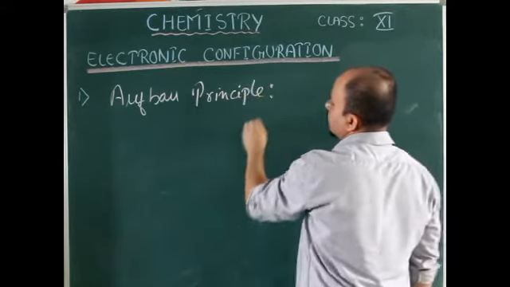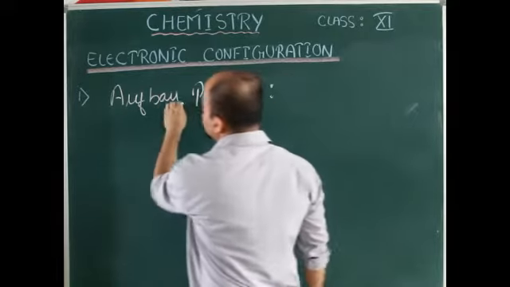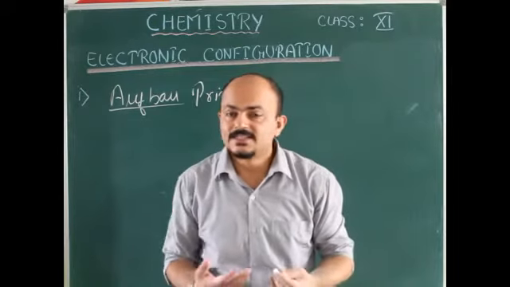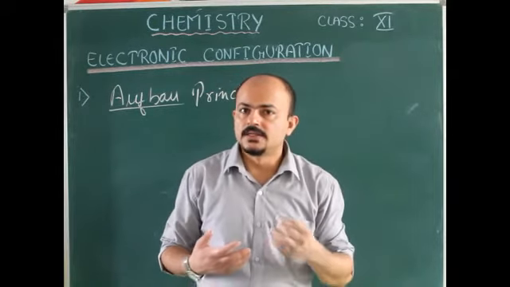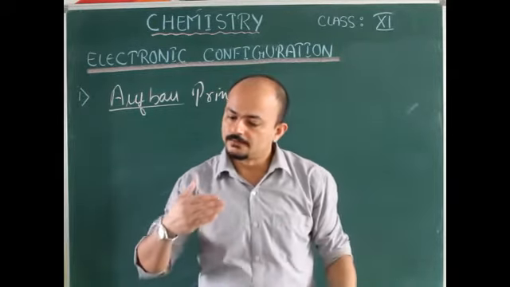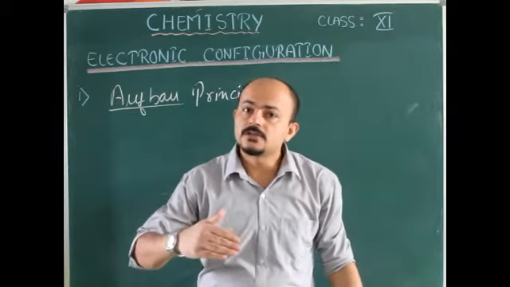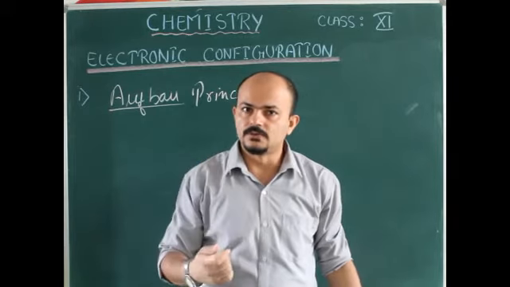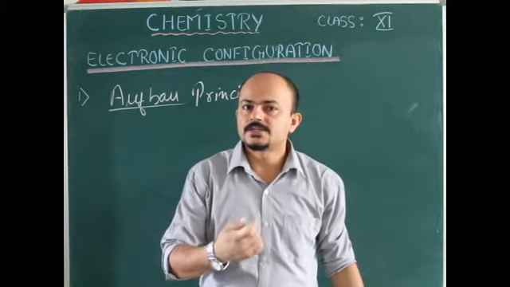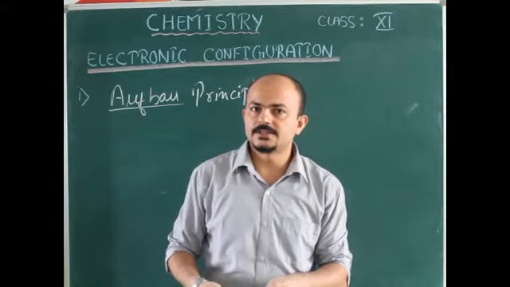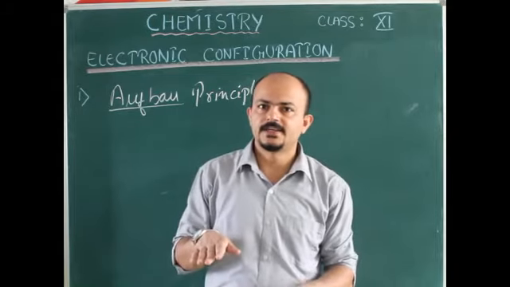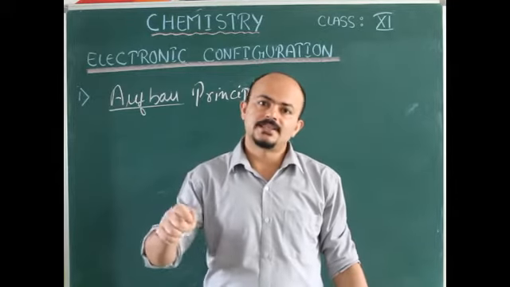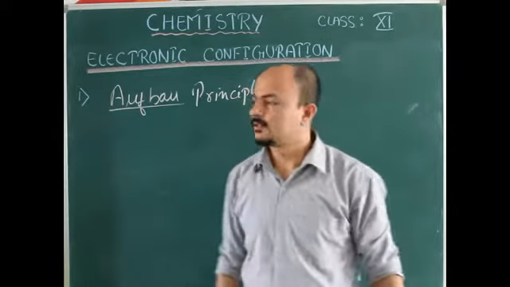This is very simple. The Aufbau principle is very simple. It just tells us that electrons are filled from lower energy orbitals to higher energy orbitals. In simple words, electrons are filled in those orbitals which have lower energy. First they are occupied, then the next orbital is filled, and this keeps on going.